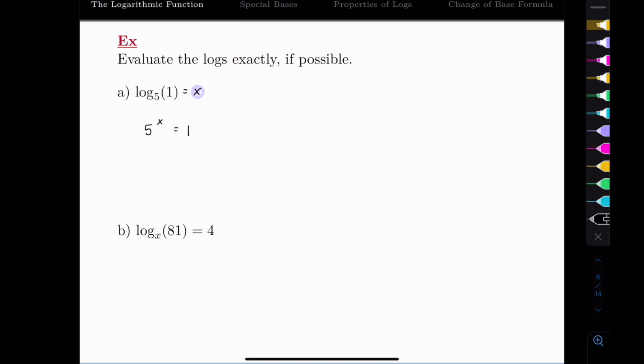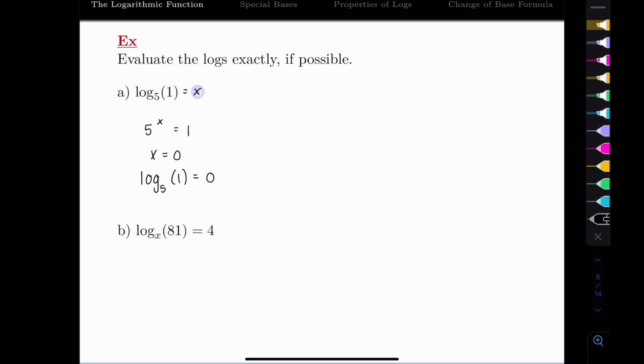And so looking at it in this form, I now know the only value I could plug in that makes this a true statement is if x is equal to 0. So what that means is when I'm taking log base 5 of 1, it equals 0.